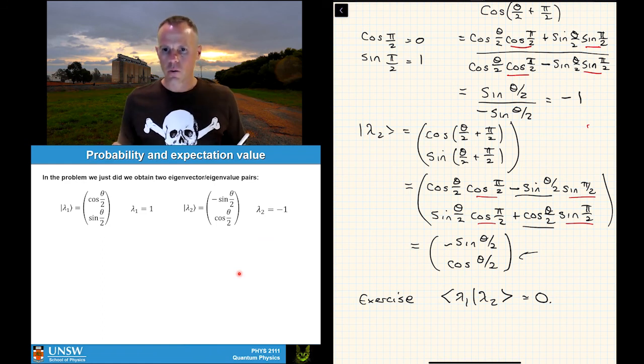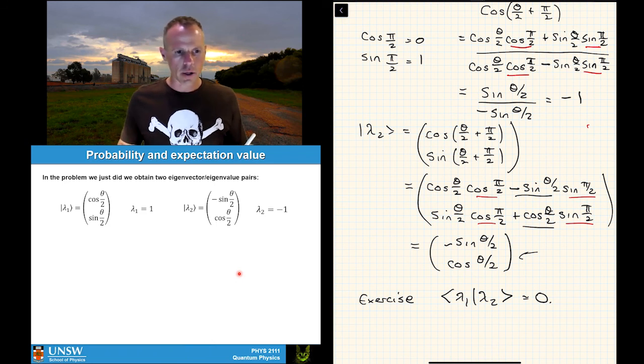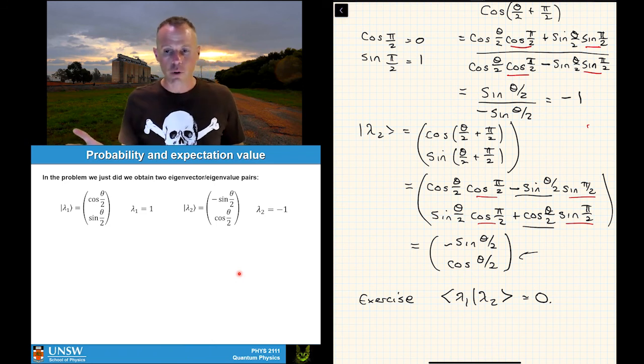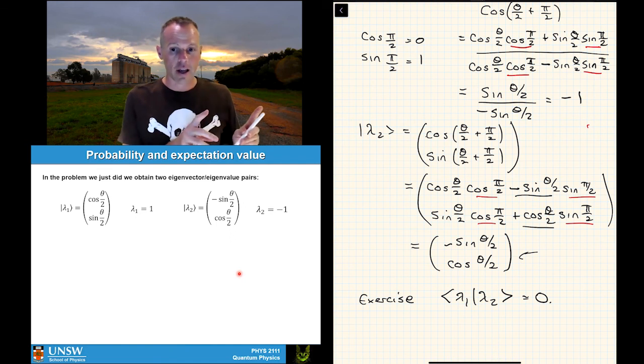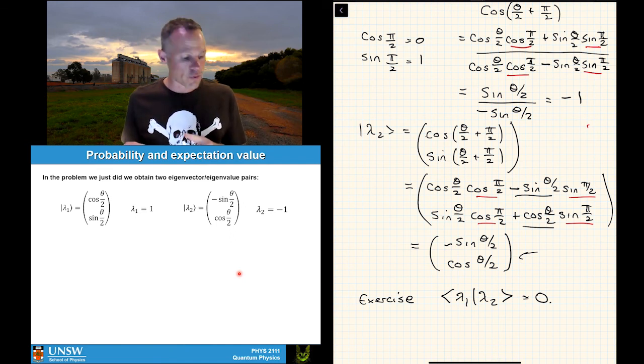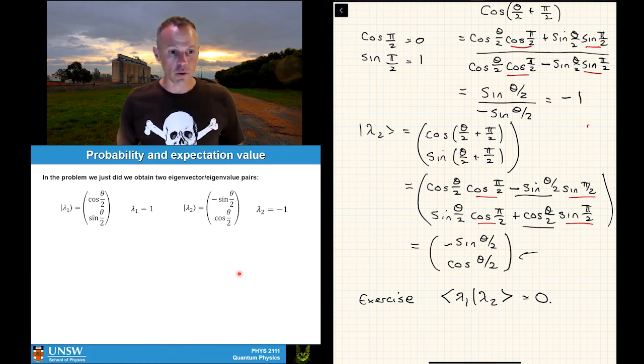Okay, so I'll stop here for the first half, take a quick break. And in the second half, what I want to do now is take these eigenvalues and eigenvectors and work on getting probabilities out and expectation values out for this problem so we can finish off this whole quantum spin stuff.